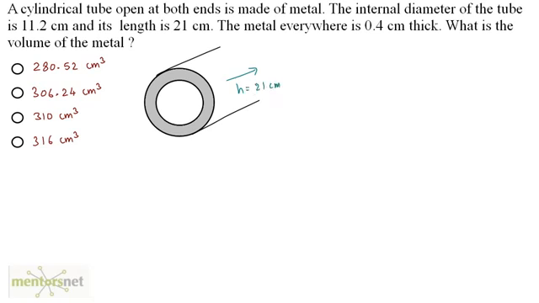Now you have been given the internal diameter of the tube. So this distance, that's 11.2, is given to you, and you have been given the thickness of the metal, and that will be this distance, and this distance is 0.4 centimeters. The metal is 0.4 centimeter thick. Now you have been asked what is the volume of the metal.